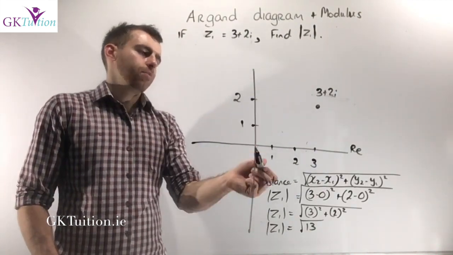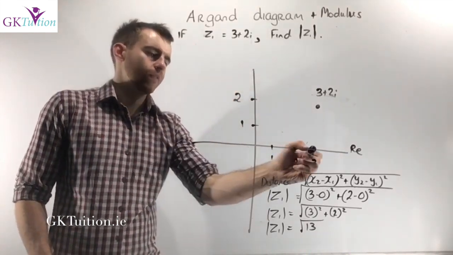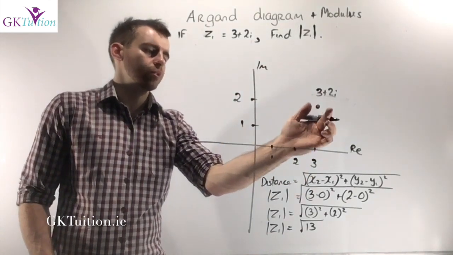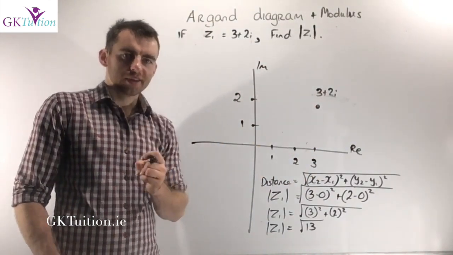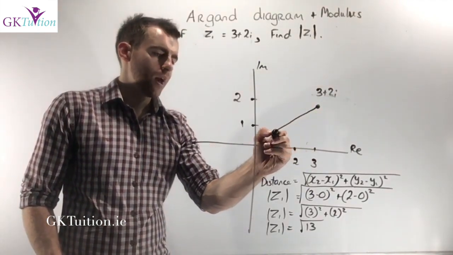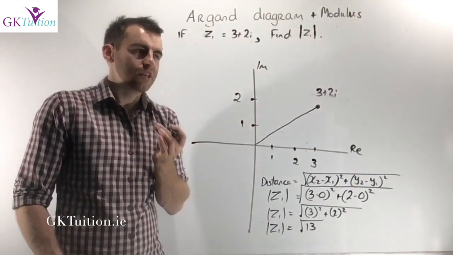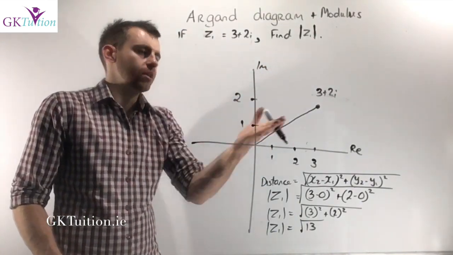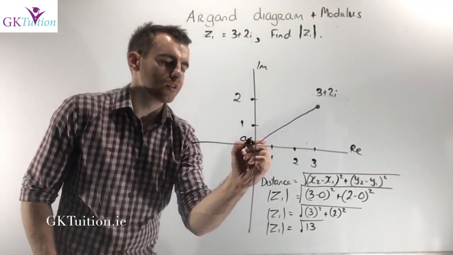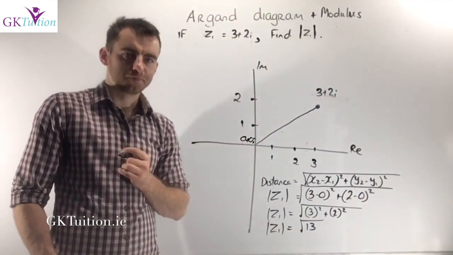In the Argand grid, I've plotted my complex number Z1. The real value is 3, the imaginary value is 2, so I know that Z1 is roughly there. The modulus refers to the distance between the complex number and the origin. So if I ask you to find this, it means find the modulus. In other words, it means find the distance from 3 plus 2i to 0 plus 0i. 0 plus 0i would be the origin in an Argand grid.